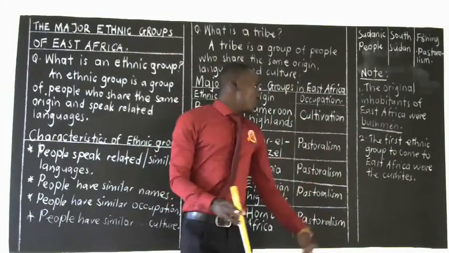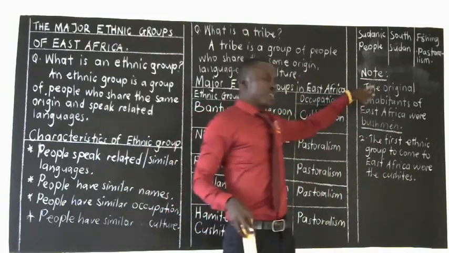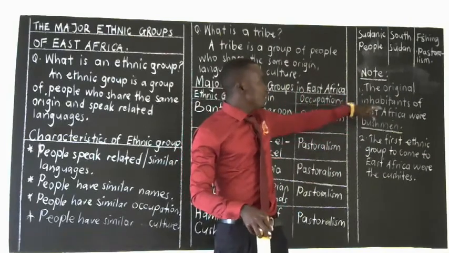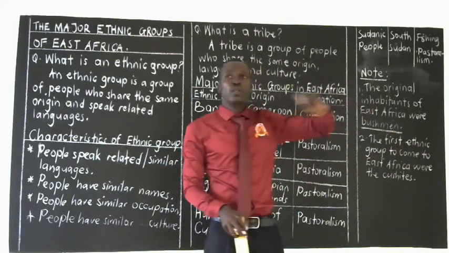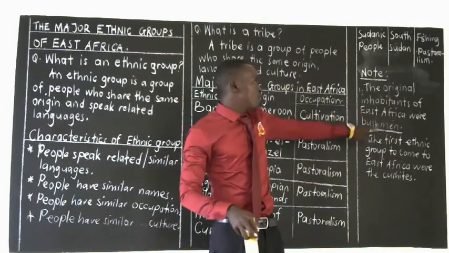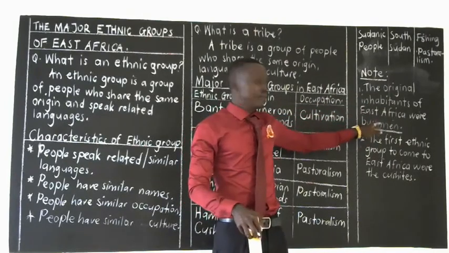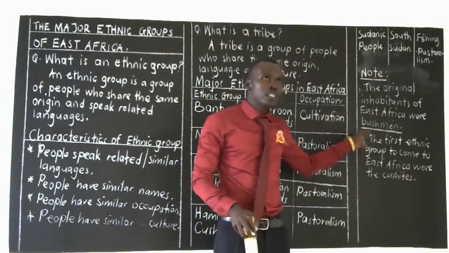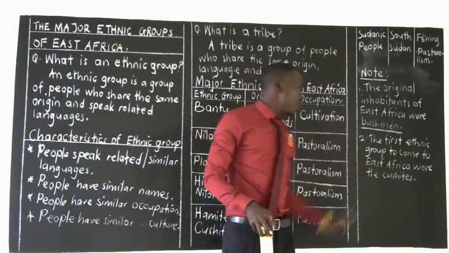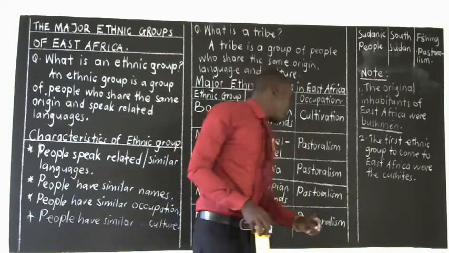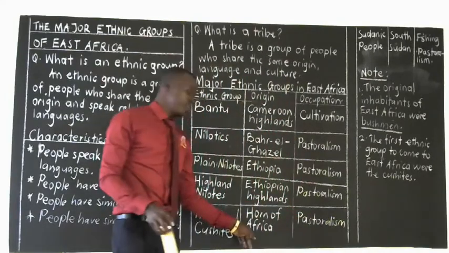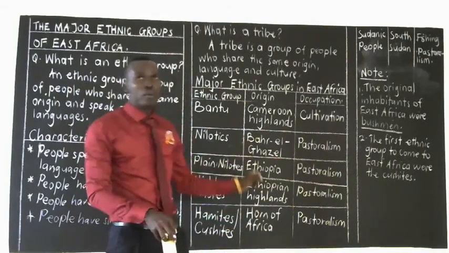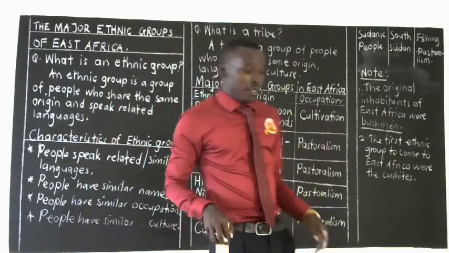Let's read through these notes. It's important for you to take note of these points. The original inhabitants means the people who lived here before. We're saying they were called Bushmen. Then the first group to migrate into East Africa were the Kushites or the Hamites, whom we are saying came from the Horn of Africa. We shall talk more about them in a subsequent lesson.